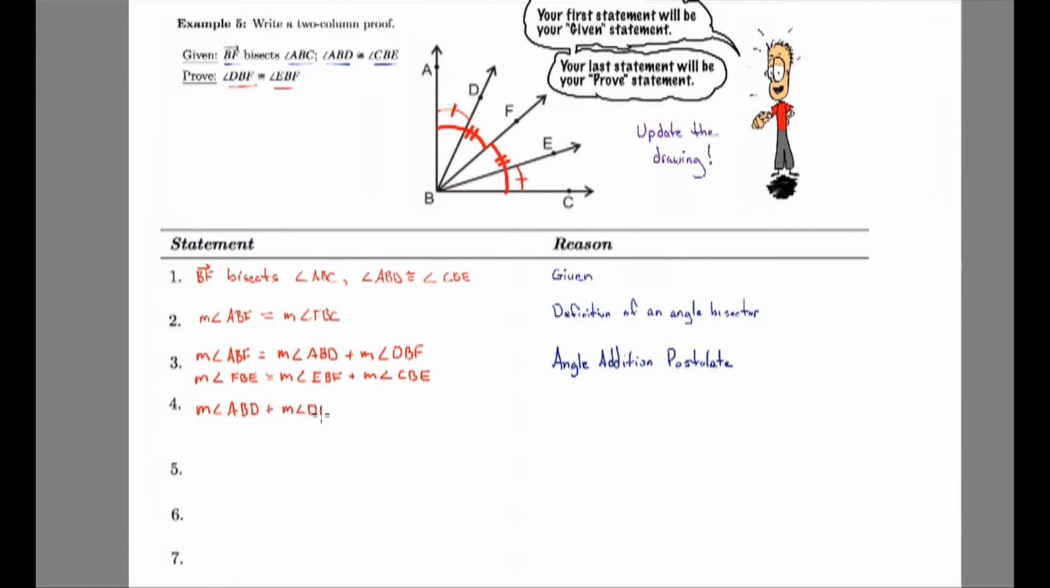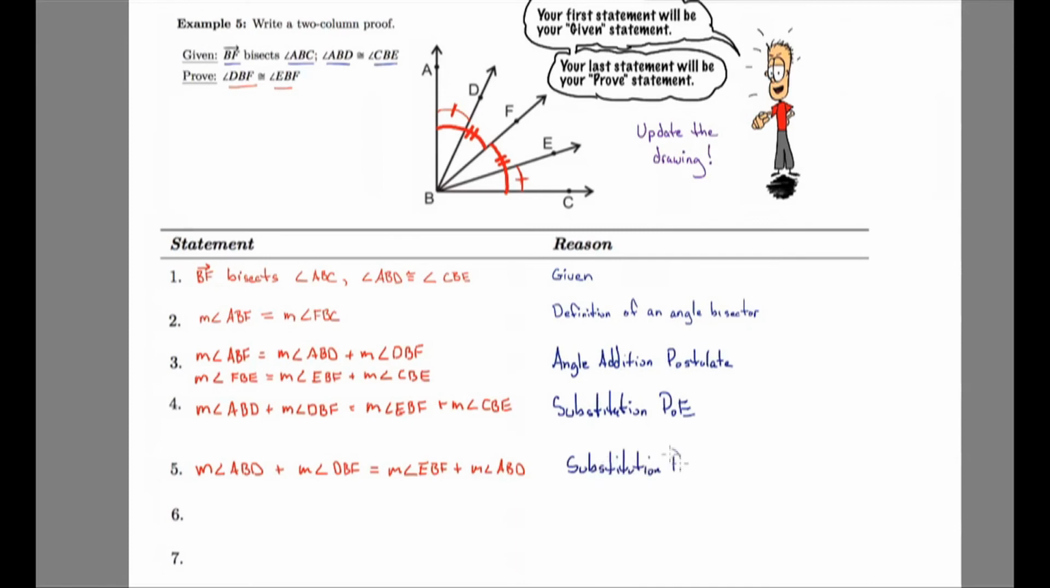The fourth statement, we can say the measure of angle ABD plus the measure of angle DBF equals the measure of angle EBF plus the measure of angle CBE. Well, we just use the substitution property of equality for this. In 5, we're going to use another substitution property and say the measure of angle ABD plus the measure of angle DBF equals the measure of angle EBF plus the measure of angle ABD. Feel free to pause any of this to really break down what's going on here.